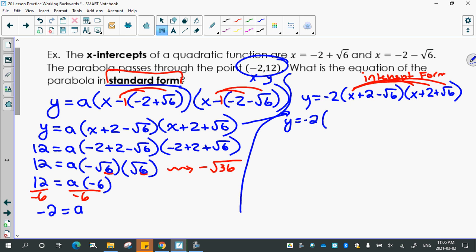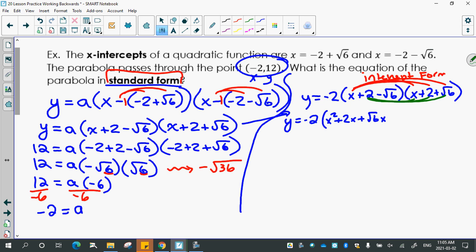So carefully, slowly, x times x is x squared. X times positive 2 is 2x. X times positive root 6 is root 6x. Okay, now I'm going to multiply the 2 by each thing in the second bracket.